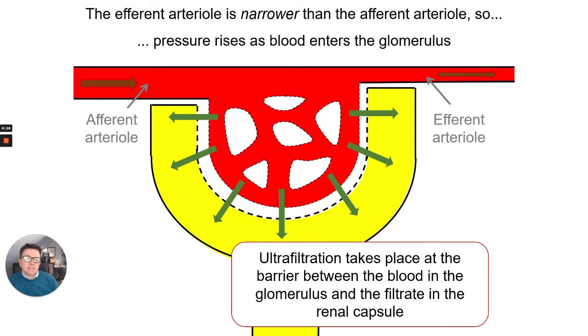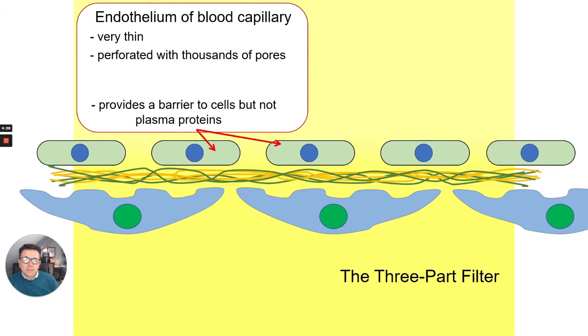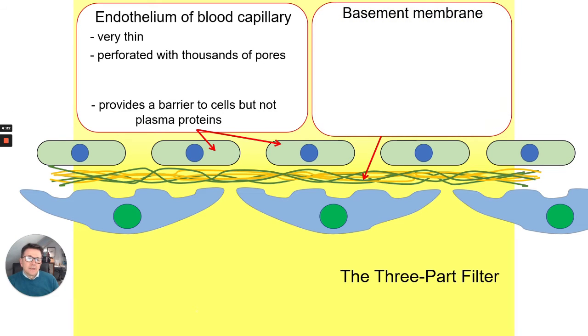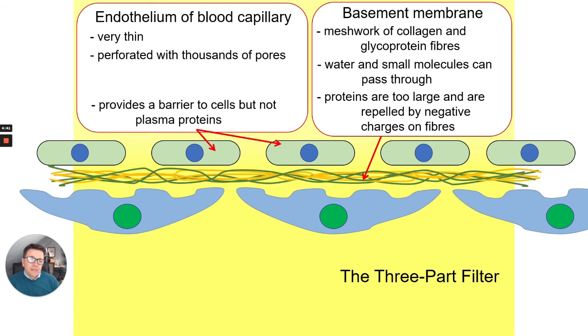And ultrafiltration takes place at the barrier between the blood in the glomerulus and the filtrate in the renal capsule. So here we've got the endothelium cells of the blood capillary. So they're obviously very thin. They've got thousands of pores, and they do provide a barrier to cells, but not plasma. You've also then got a basement membrane, which is made of collagen and glycoprotein. It allows water and small molecules through it. Proteins, though, are too large and they're repelled by the negative charges on the fibers.